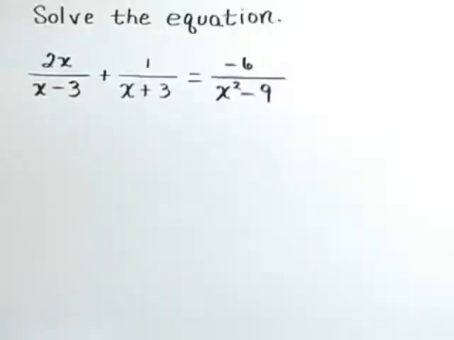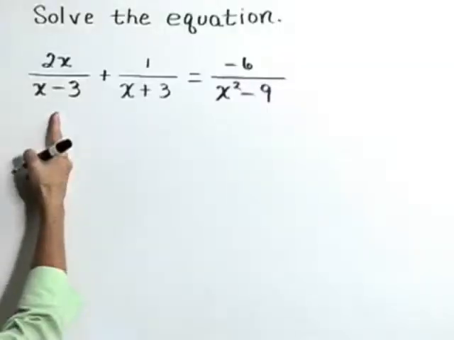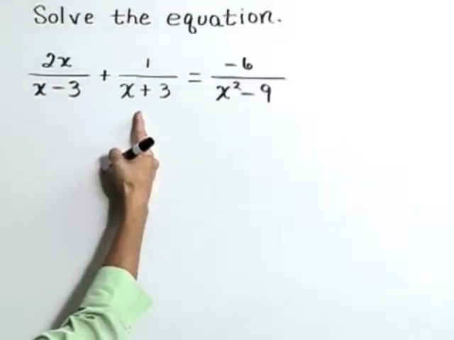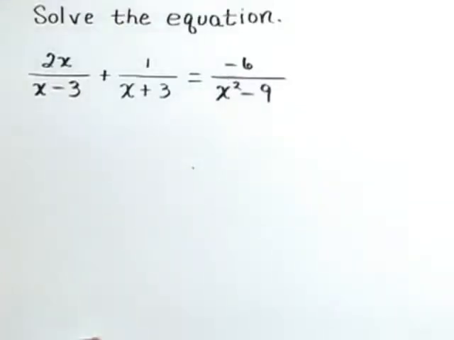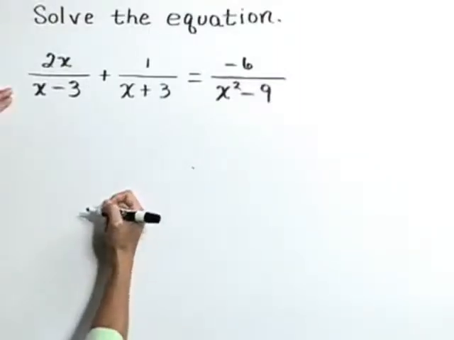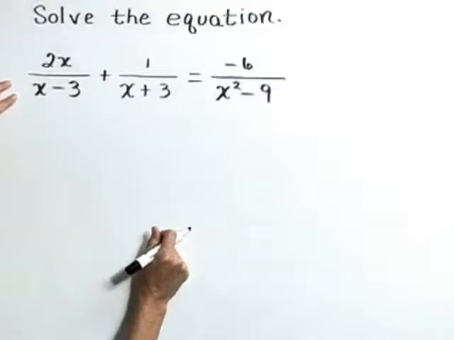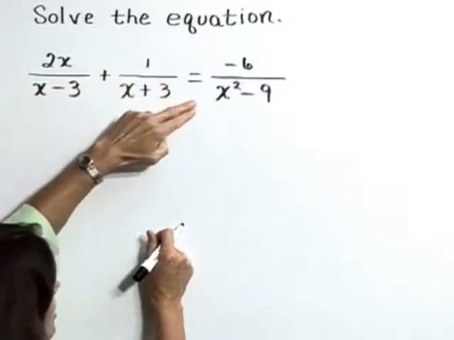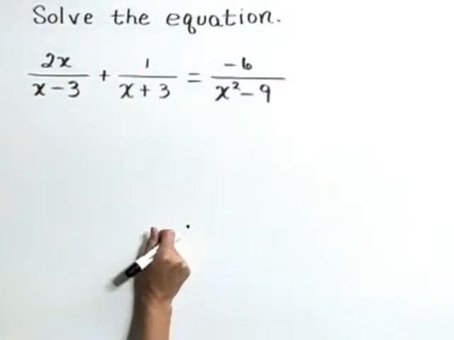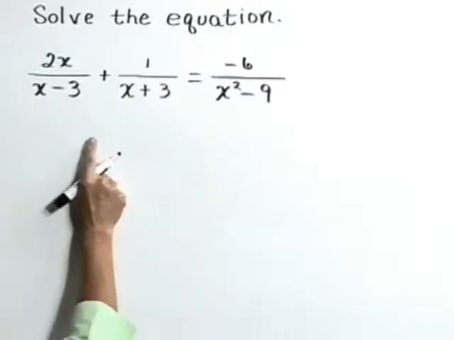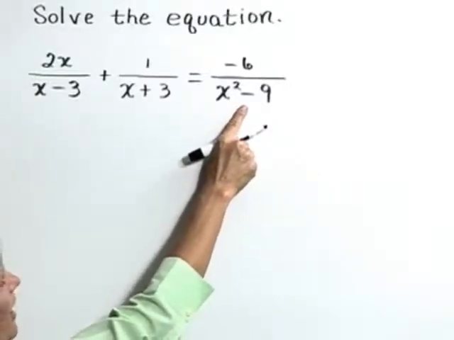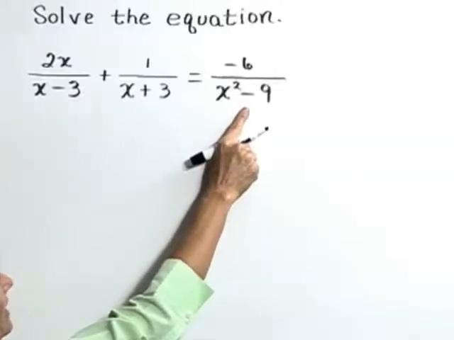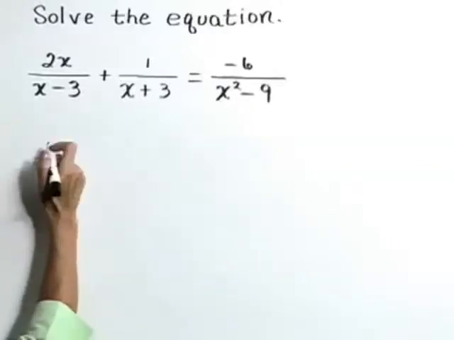Solve the equation 2x over x minus 3 plus 1 over x plus 3 is equal to negative 6 over x squared minus 9. Here we have a rational equation, and the first thing I would like to do is get rid of the fractions by multiplying through by the lowest common denominator. In order to determine what that lowest common denominator is, we're going to have to factor the denominator on the right-hand side. Let's start by doing that.